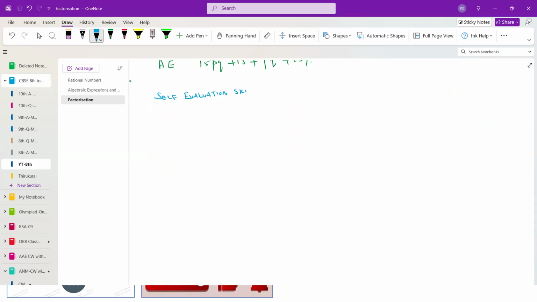Self-evaluation skill. Because after you write the final test, nobody will be there to guide you step by step. Whatever you have done is correct, and the final answer, whatever you brought, whether it is correct or not, nobody is there to tell. So you need to evaluate your step by step answer by following the verification process.